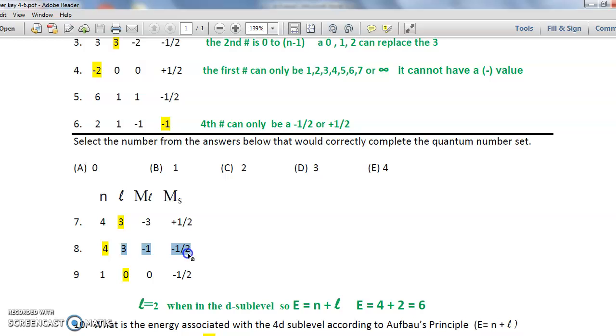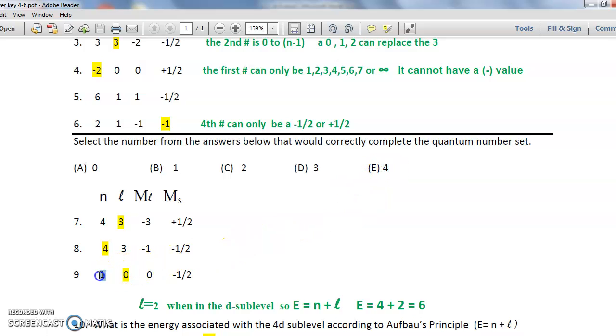I have a 4, 3, and a -half. What's the first number have to be? The first number has to be bigger than the second number. It can never be equal or less than the second number. So if this is a 3, this could be a 4, 5, 6, or 7. And the only one there that's possible would be the 4.